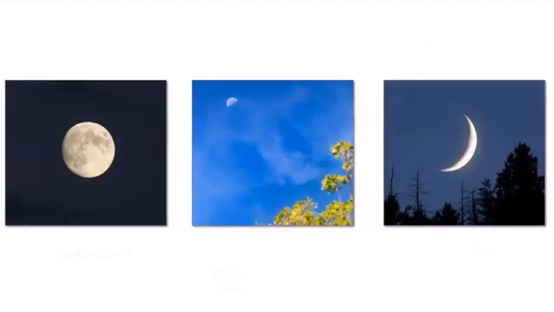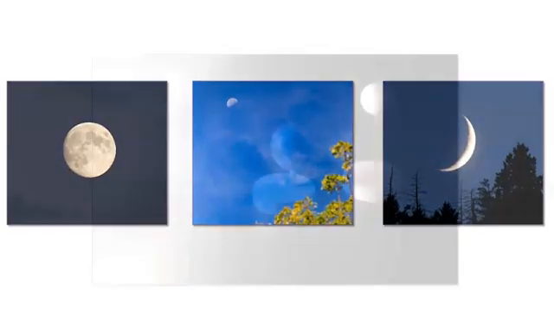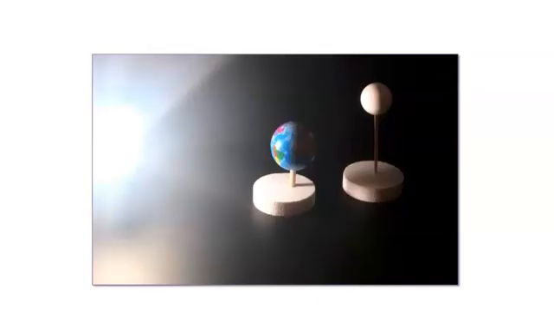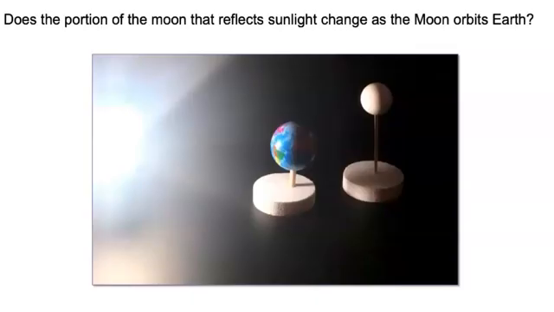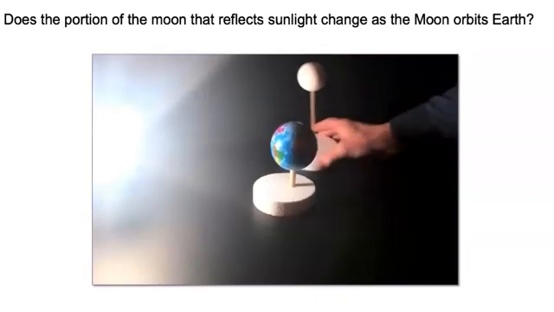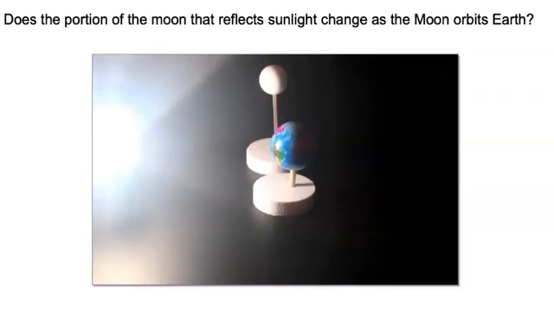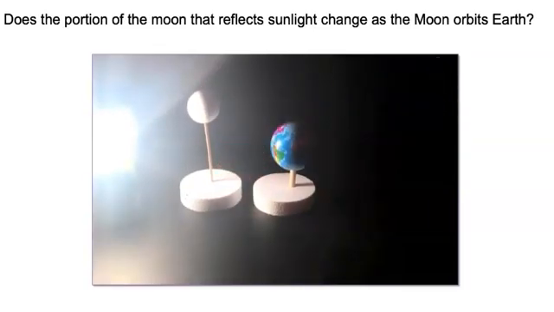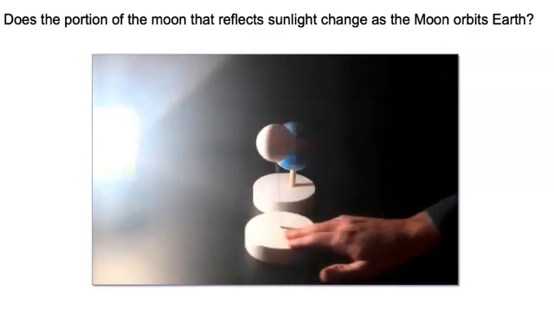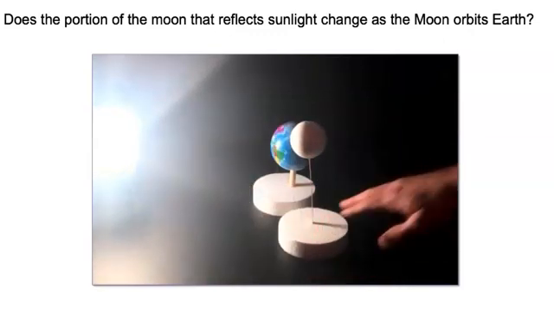But if the moon is round in our models, why does it sometimes appear to be different shapes in the sky? I wonder how the shape of the moon appears to change as it orbits Earth. Let's look at our space view model again. As you watch, think about this question. Does the portion of the moon that reflects sunlight change as the moon orbits Earth? As the moon orbits Earth, the half of the moon facing the sun is always illuminated no matter where it is during the moon's orbit.